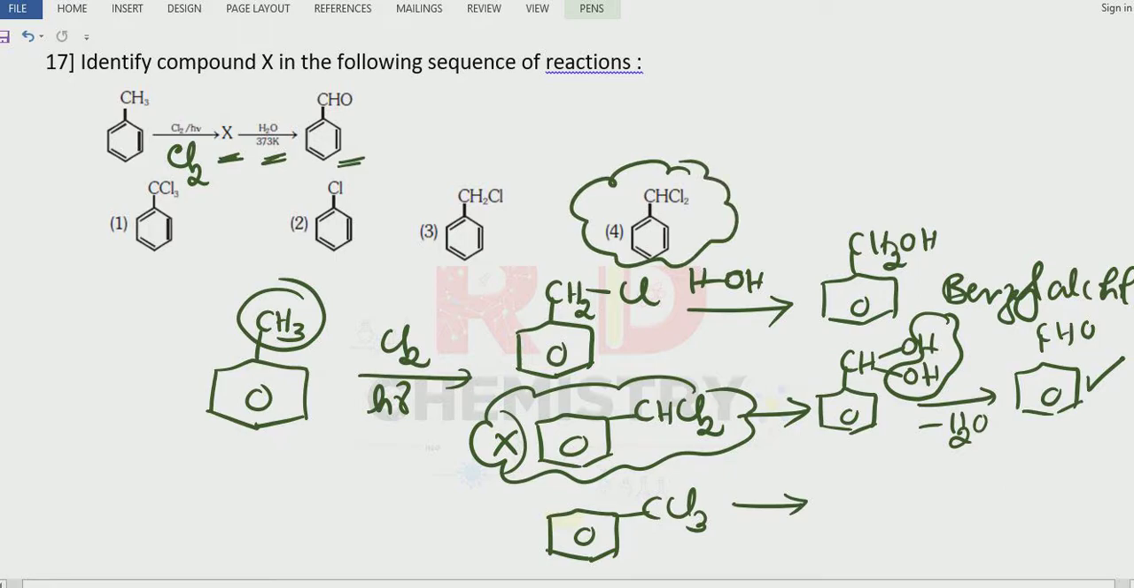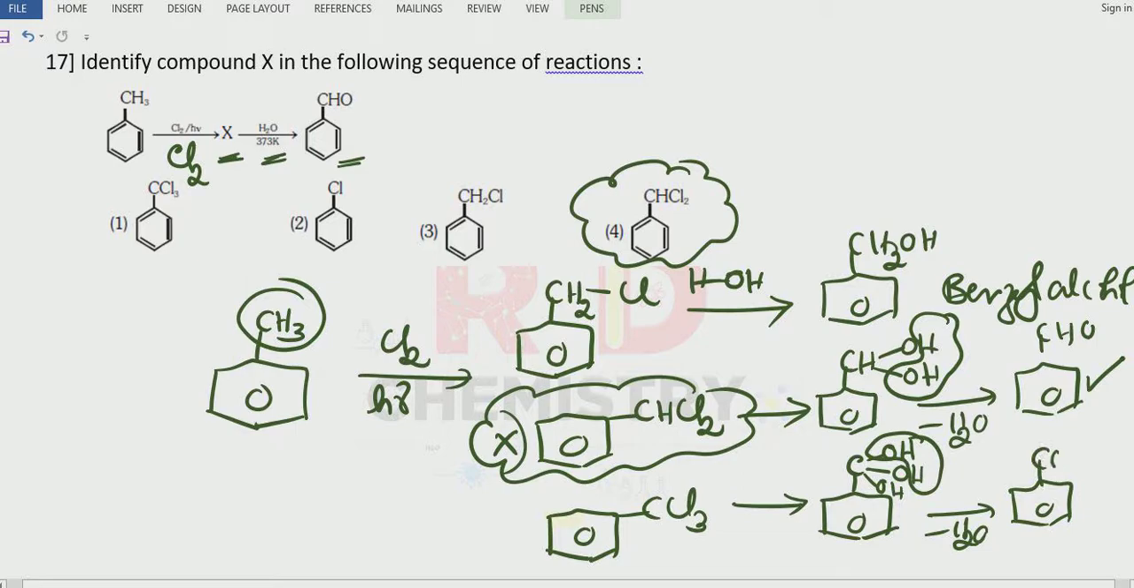Clear? So let me continue. Next one, we have a benzene ring with all the chlorines on the carbon atom replaced by OH groups. Now there are three OH groups. So what will happen? Removal of a water molecule takes place. Then finally we are left with COOH. That means it gives benzoic acid. Correct?